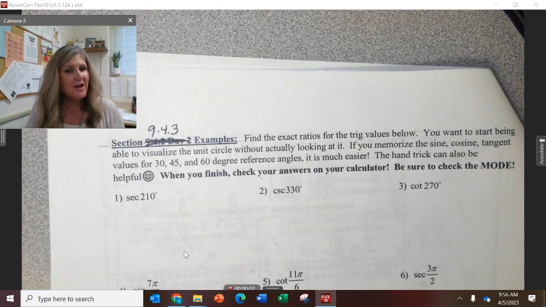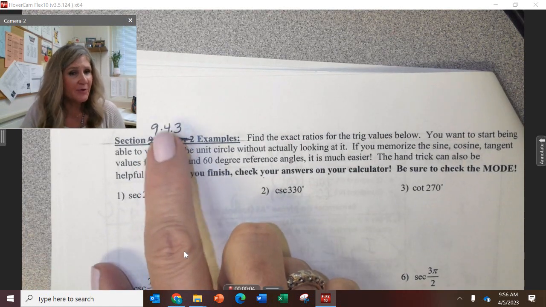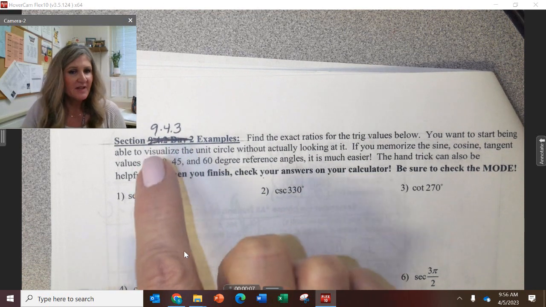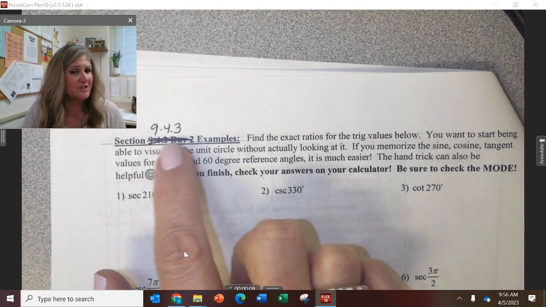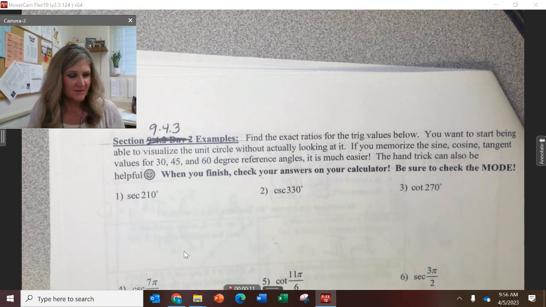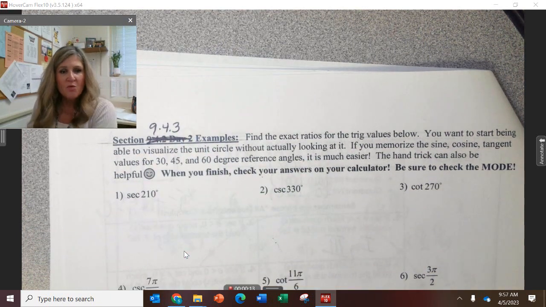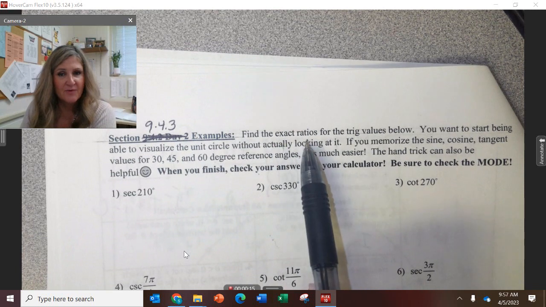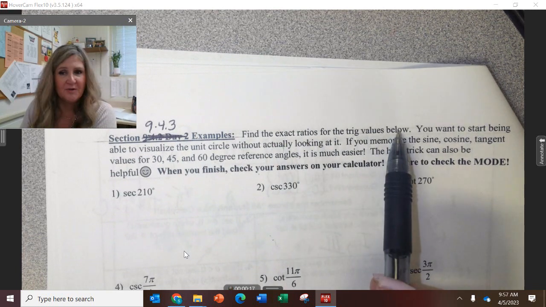All right, guys, we're in our notes. This is section 9.43. In your notes, it might say 9.42 day 2, but it's right here. So we're going to be finding these exact ratios for the trig values below.